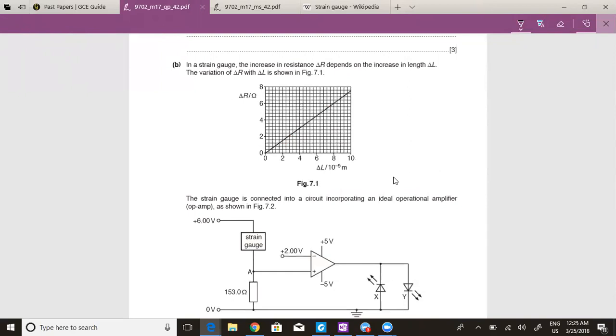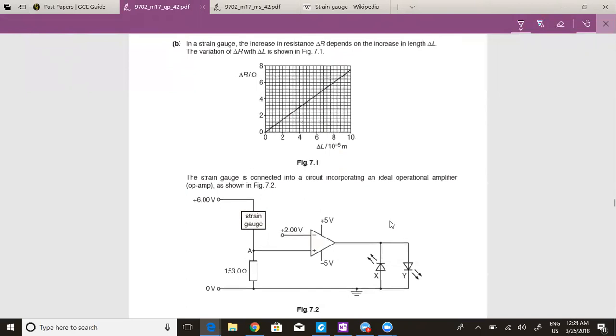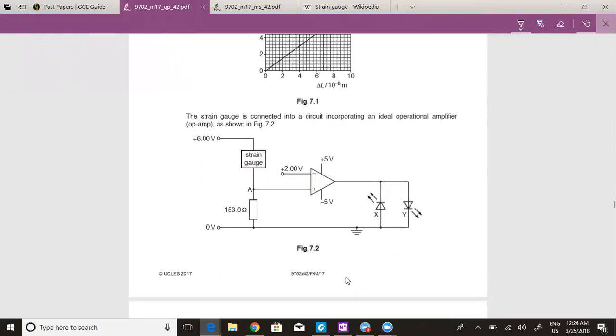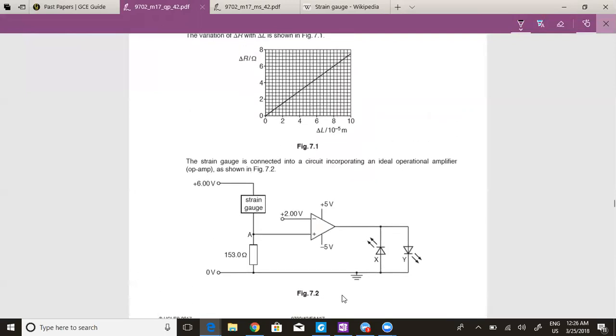Okay. Awkward looking circuit. We have a 6 volt that goes into a strain gauge, that goes into a junction A. Now A is connected to a resistor and an op amp, which is further connected to some LEDs, which are earthed. So the strain gauge would just act as a resistor, right? Yes, yeah, it's a humble resistor.